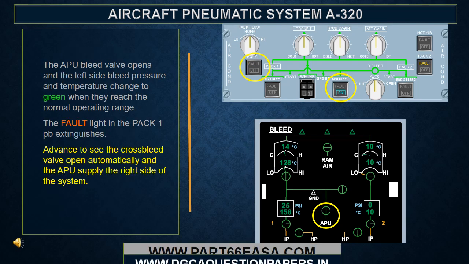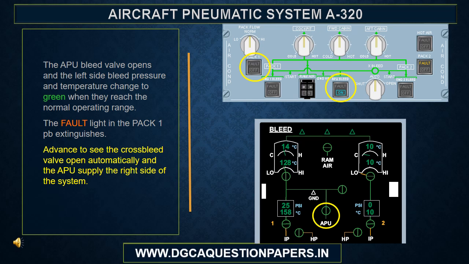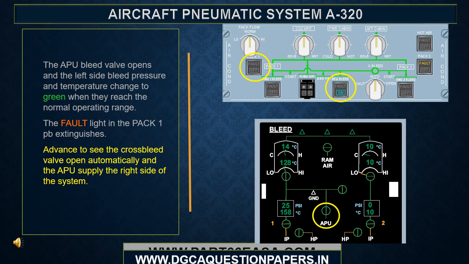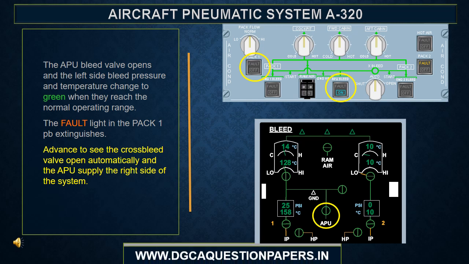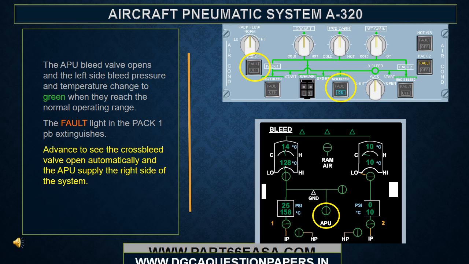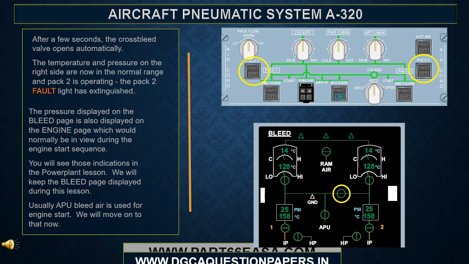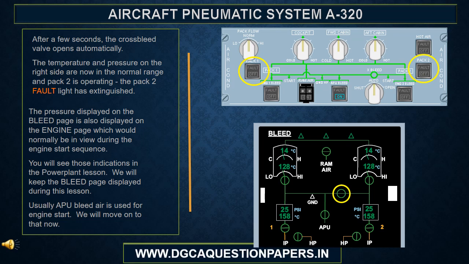The APU bleed valve opens and the left side bleed pressure and temperature change to green when they reach the normal operating range. The fault light in the Pack 1 push button extinguishes. Advance to see the cross bleed valve open automatically and the APU supply the right side of the system. After a few seconds, the cross bleed valve opens automatically. The temperature and pressure on the right side are now in the normal range and Pack 2 is operating. The Pack 2 fault light has extinguished.